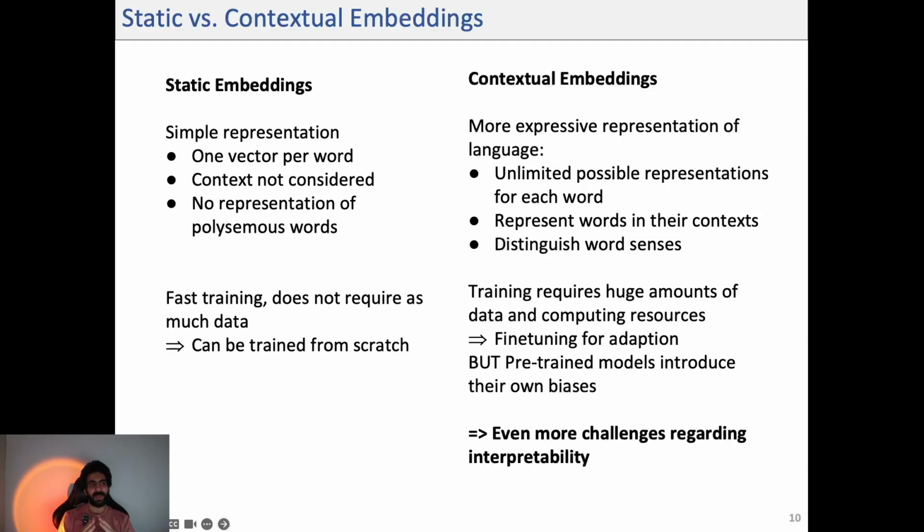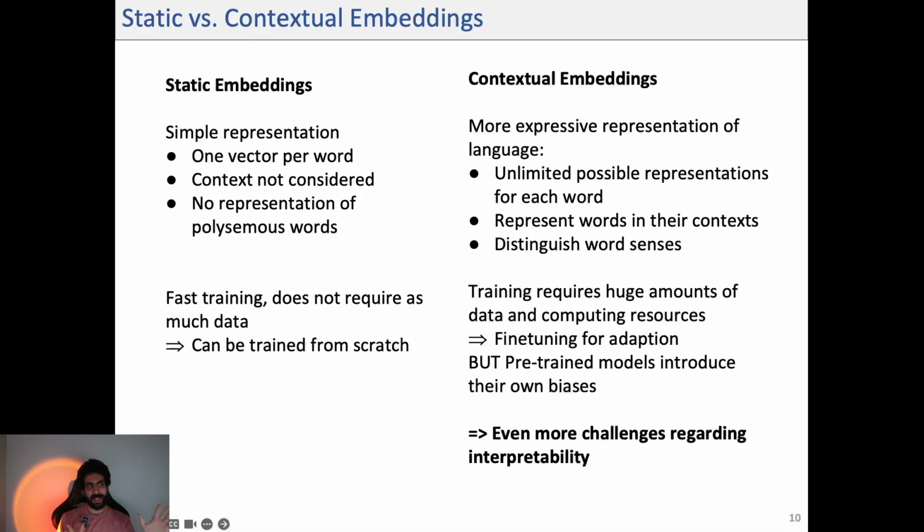Let's compare static and contextual embeddings side by side to make sure that the differences are really clear. Static embeddings are simple. Each word has just one vector, no matter the sentence. These embeddings do not know anything about context, and they can't handle words with multiple meanings like, as we said, bat or light. Yet, an advantage is they are fast. They don't need a lot of data. You can train them quickly, even from scratch.